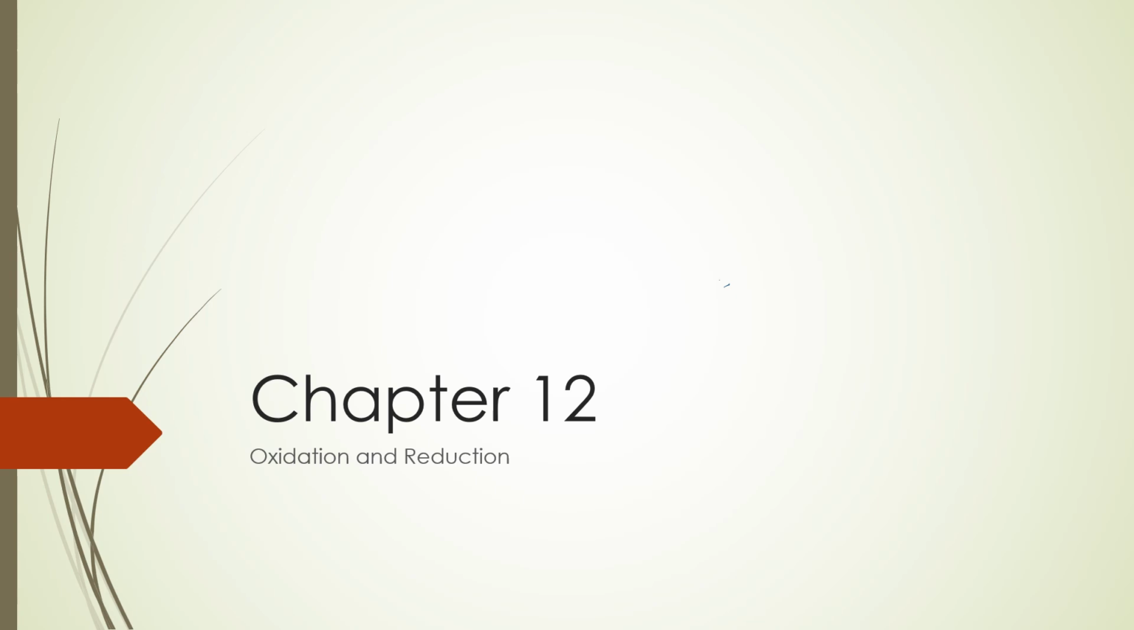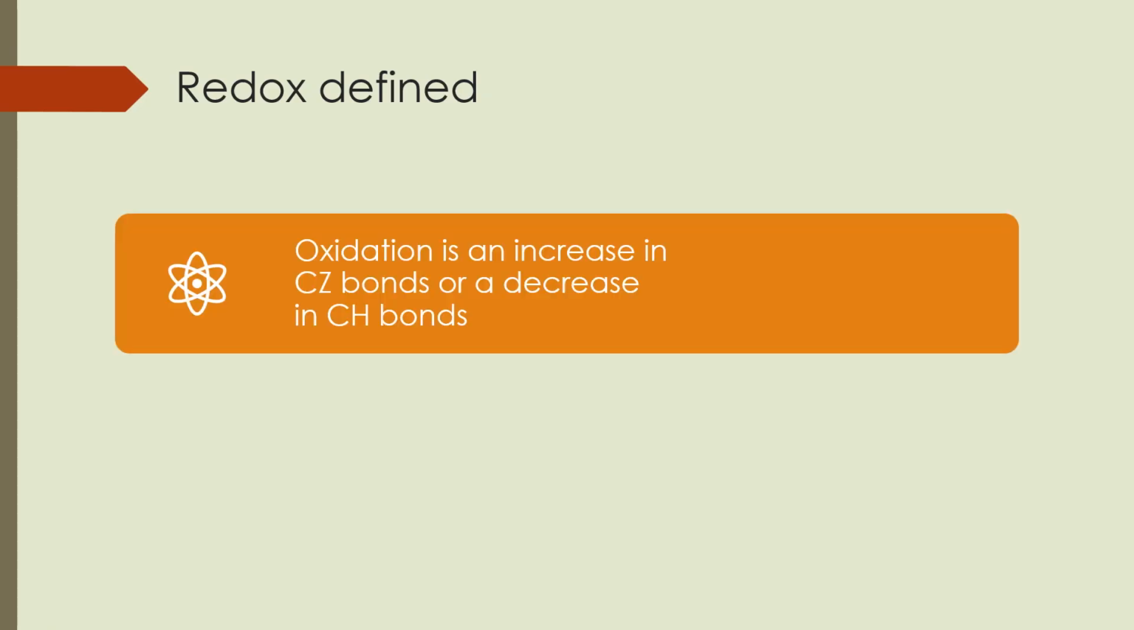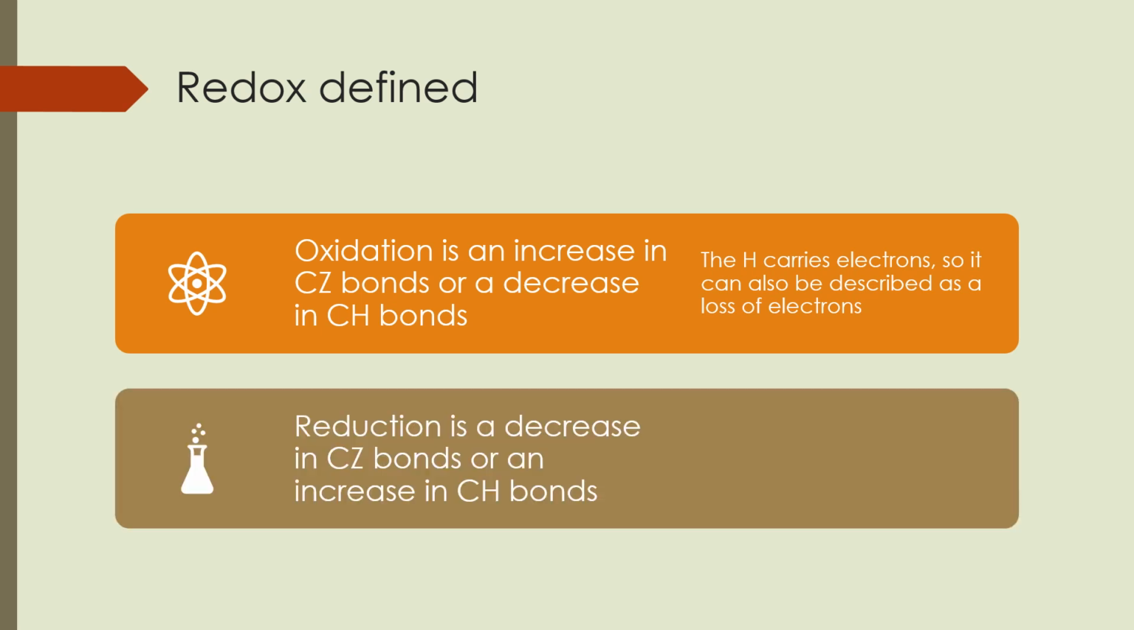This video will be a complete review of everything that's in Murru's Chapter 12 on oxidation and reduction. Oxidation is an increase in C-Z bonds or a decrease in C-H bonds. The hydrogen carries electrons, so it can also be described as a loss of electrons.